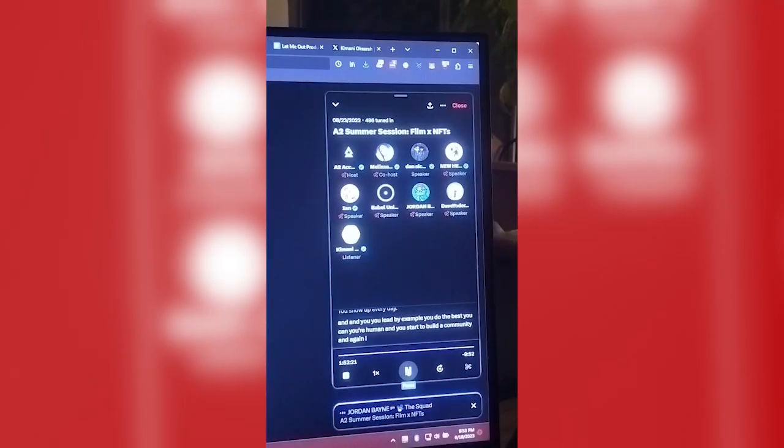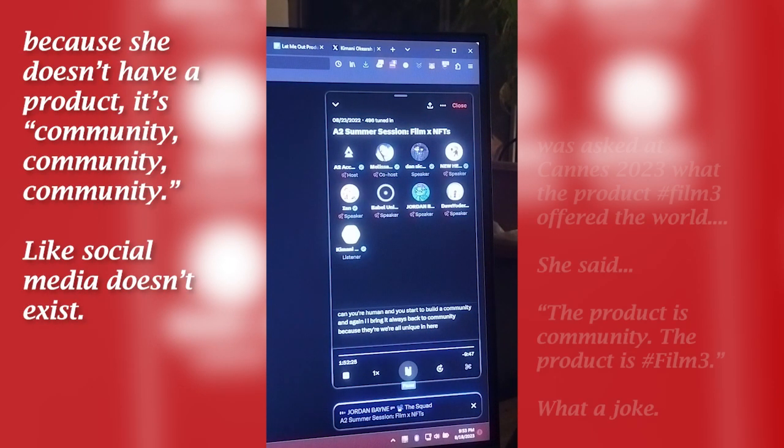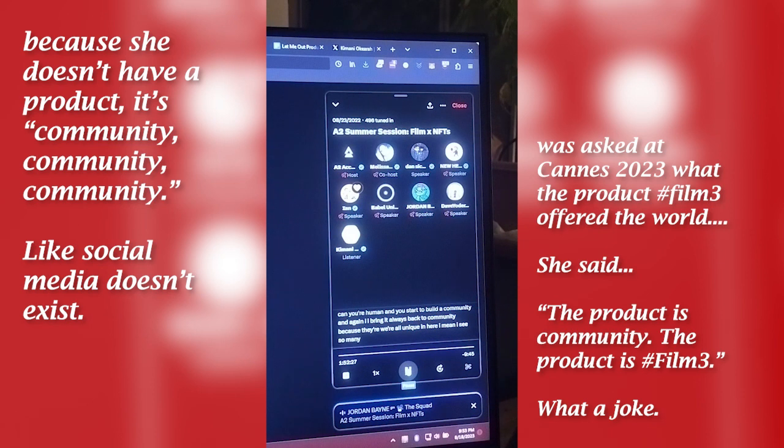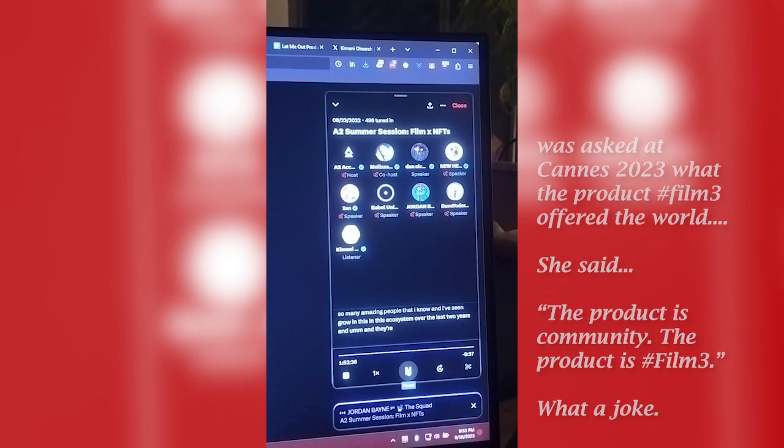You do the best you can. You're human. And you start to build a community. And again, I bring it always back to community because we're all unique in here. I see so many amazing people that I know and have seen grow in this ecosystem over the last 2 years. The product is a scalable intellectual property puzzle.